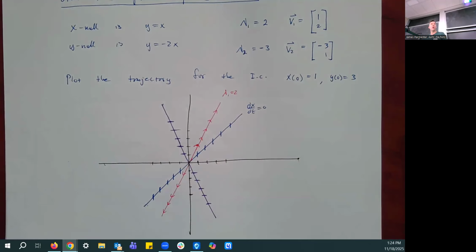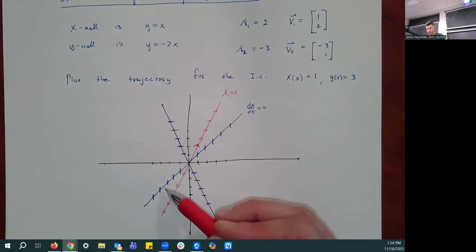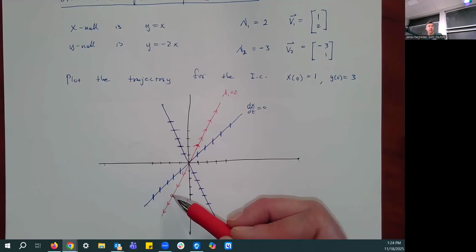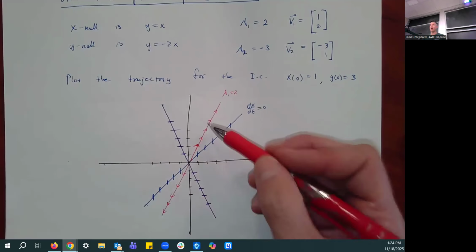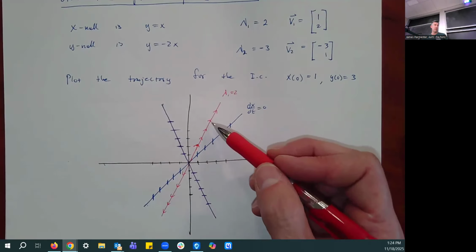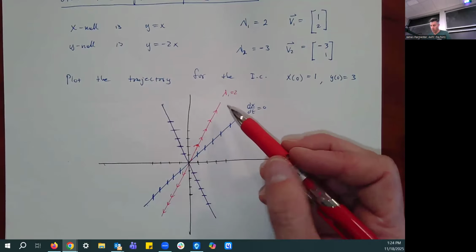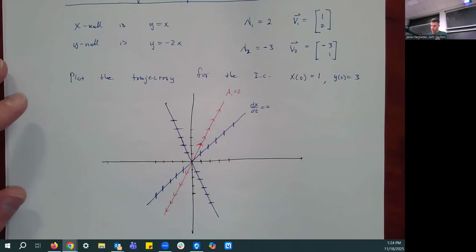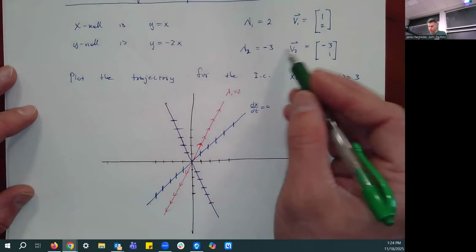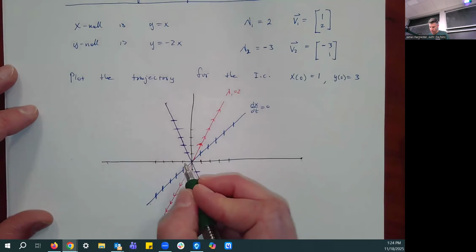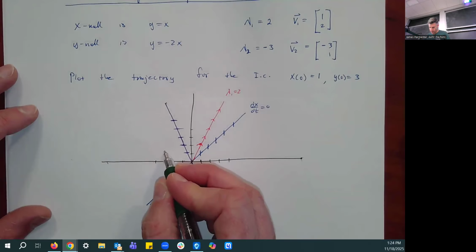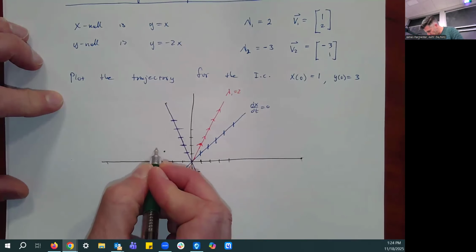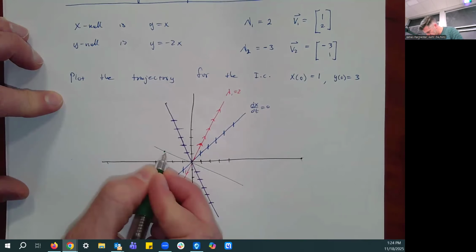If you took a point somewhere in here and plugged it into your differential equations that we don't have, you should be getting that dx/dt is negative and dy/dt is also negative, because we're going left and down. Or over here, dx/dt would be positive and dy/dt would also be positive, because we're going up and right. And similarly, for my eigenvalue of negative 3, our v2 is (-3, 1). So we're going left 3 and up 1. So our eigenline looks like this.